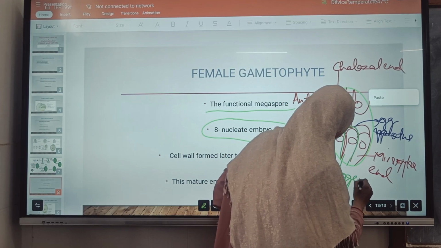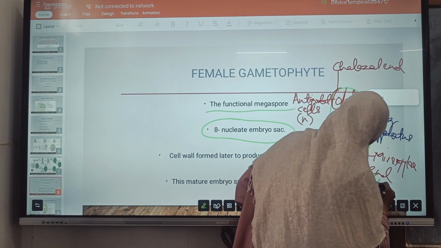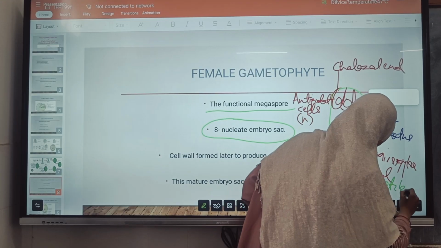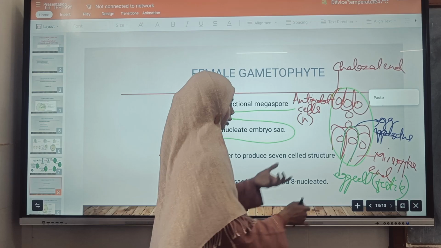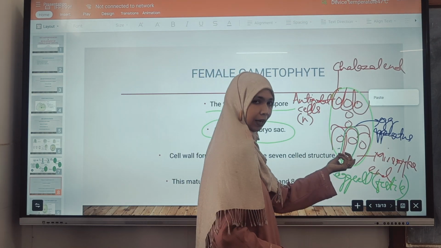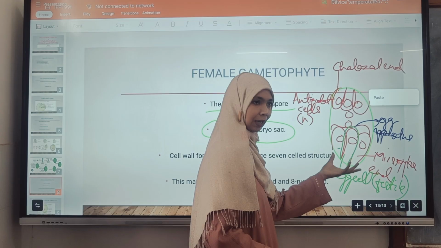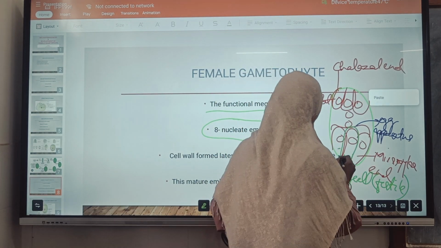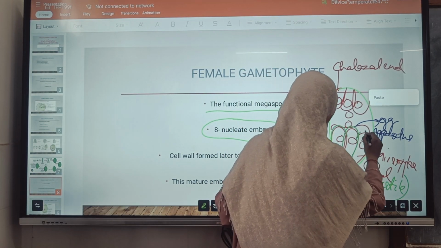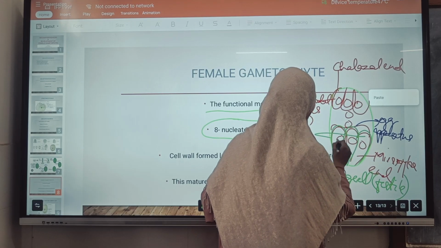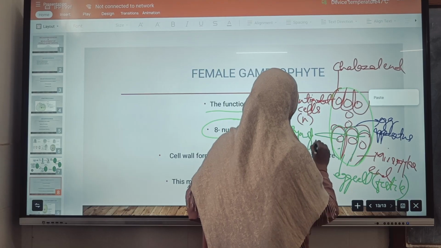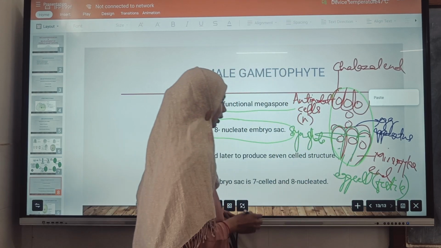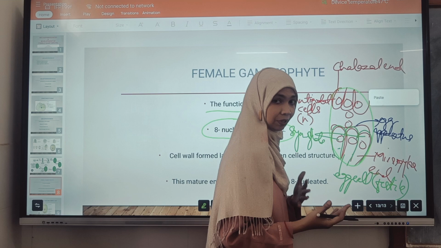egg cell, which is a single fertile cell of the embryo sac or female gametophyte. So this one is the single central egg cell, which is the fertile cell of the female gametophyte, and the outer 2 cells are called synergids. These are 2 synergids. Now where is the 7th cell?